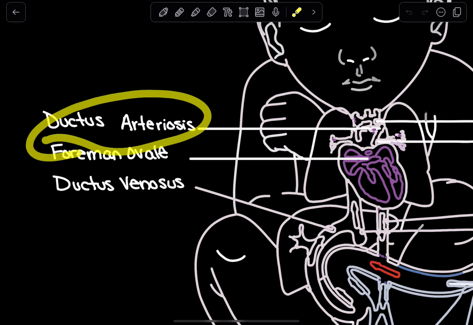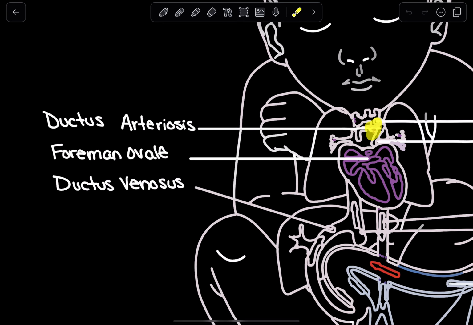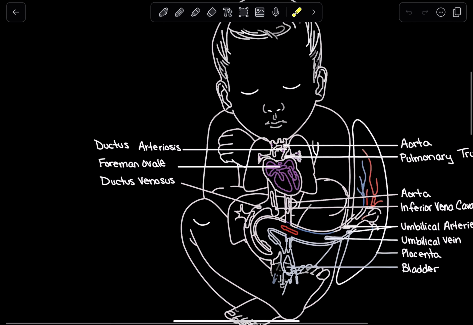So ductus arteriosus allows that deoxygenated blood to enter the aorta and then be pumped down, and then eventually it is going to reach an umbilical artery, which is going to carry blood away from the heart and into the placenta.